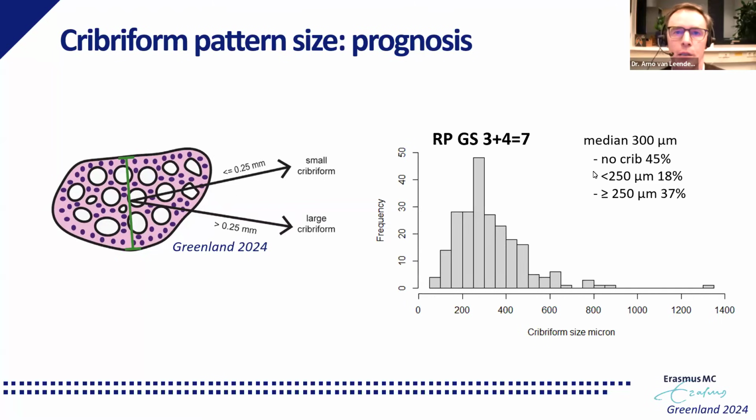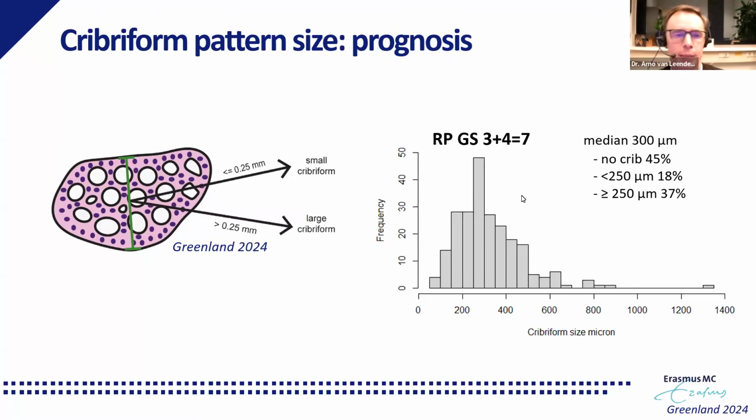Also consider that on radical prostatectomies, when you look at grade group 2 disease, about half of the patients will not have cribriform pattern. Most of them will have large cribriform, and small cribriform is a little bit more rare there.